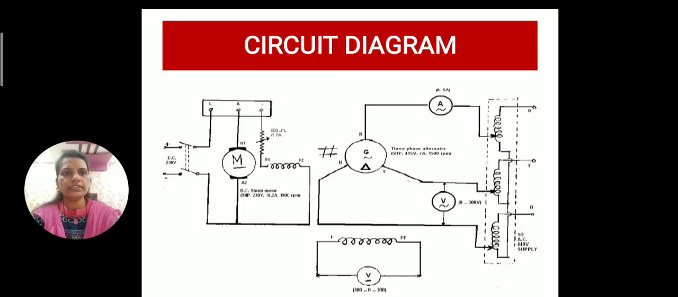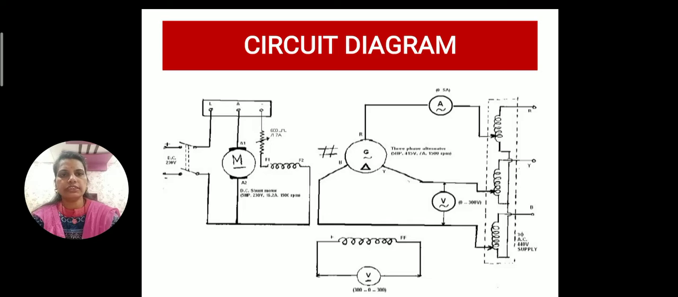After that there is a voltmeter, ammeter, and rheostat. All these equipments are connected and have some ratings. Again there are terminals, that is L, F, A, line, field, armature, all these terminals are given. The voltmeter and ammeter are used to measure the voltage and current. Again there is a three-phase supply, that is RYB.